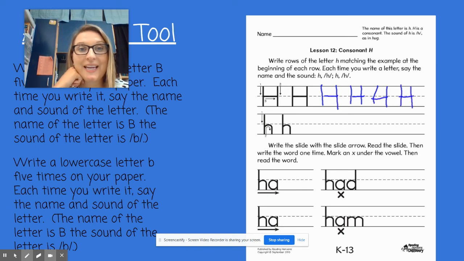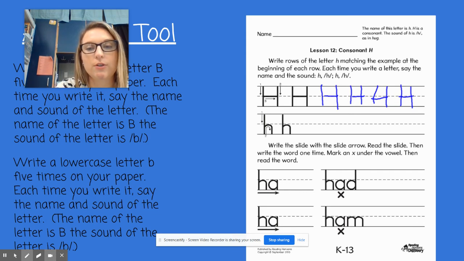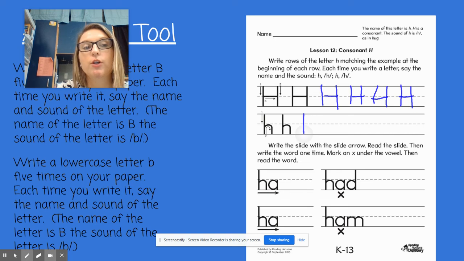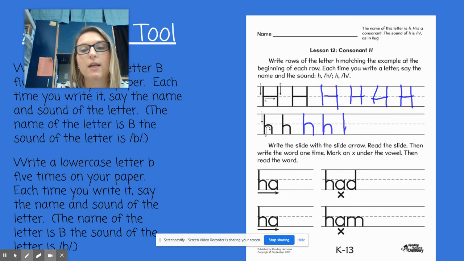For the lowercase, this is a little trickier, and it's really important you get this right. When you start at the top, you're going to go all the way down. You're not going to pick your pencil up for this. You're going to go back up to the middle line and then curve it over like a rainbow to the ground. Top to bottom, back up to the middle, curve it over like a rainbow to the ground. Every time we do that, we say H says.